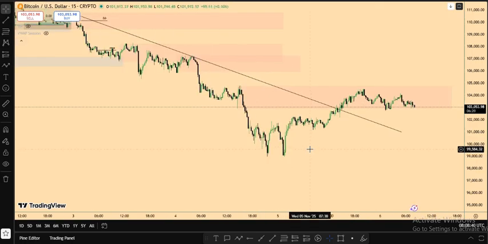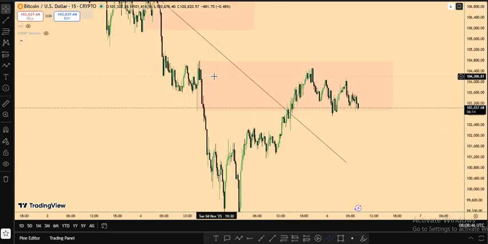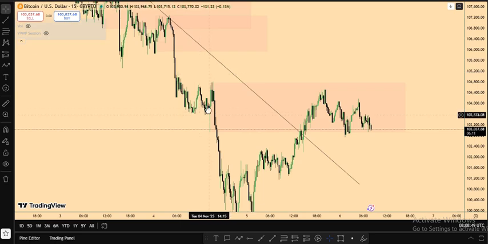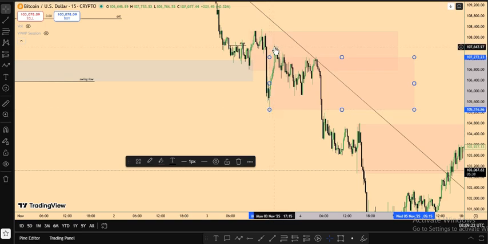So we have our supply zone here. This is the last push up, this bullish candlestick that broke. This is the last bullish candlestick, but I'll take this as a change of character. Sorry, no, this is a break of structure. This is the last high. This is the swing high, this is the swing low, and then price broke structure.